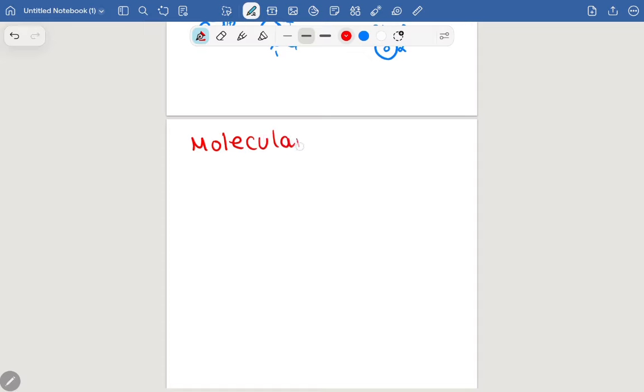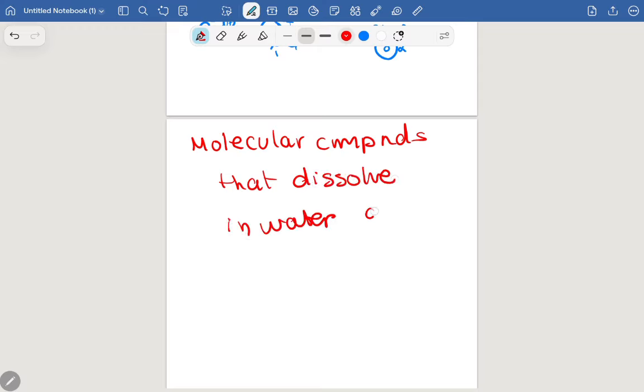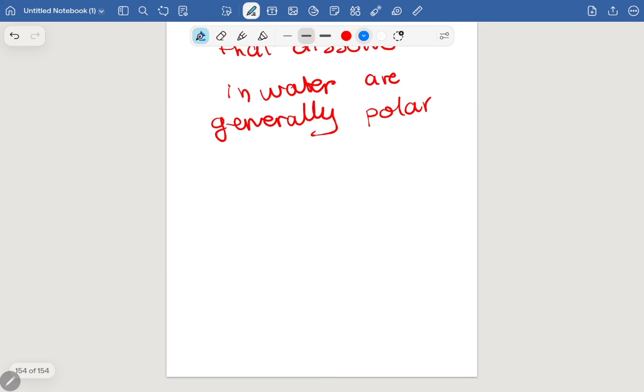Molecular compounds that dissolve in water are generally polar. For example, let us take ethanol. Ethanol dissolves in water. So it's CH3CH2OH. Okay, we will put it in water. So look what happens. We will have a separation, right? We'll have CH3CH2 over here.